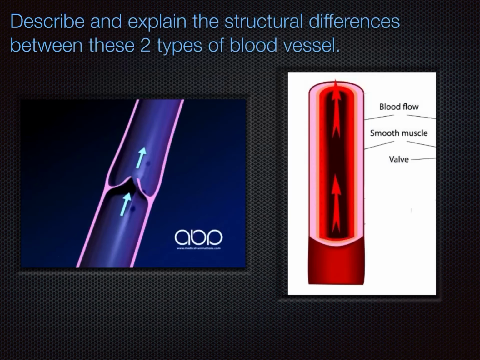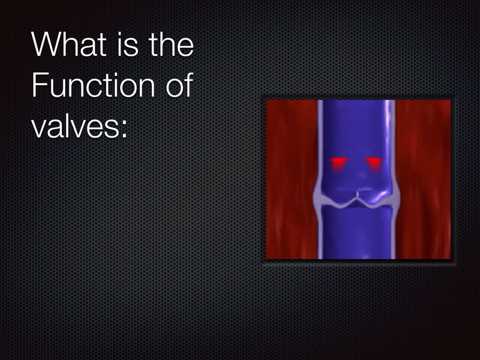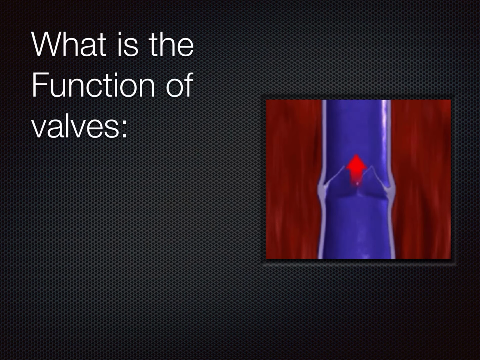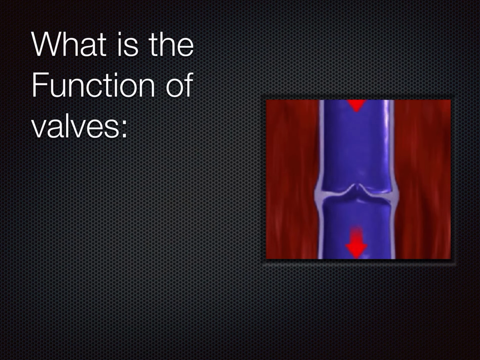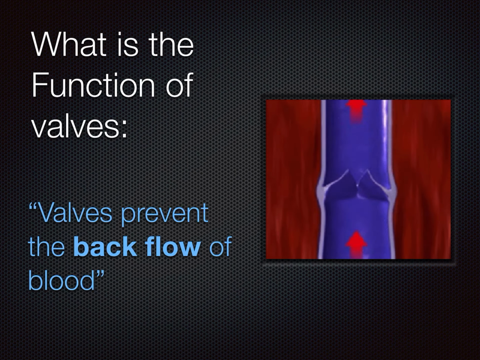Okay, let's try some questions to finish. Describe and explain the structural differences between these two types of blood vessel. The one on the left's got a valve, making it a vein, the one on the right doesn't, so it must be an artery. So structural differences, the veins have valves, the arteries don't. The vein has a thinner wall than the artery. What's the function of the valves? So you say that they prevent the backflow of blood.